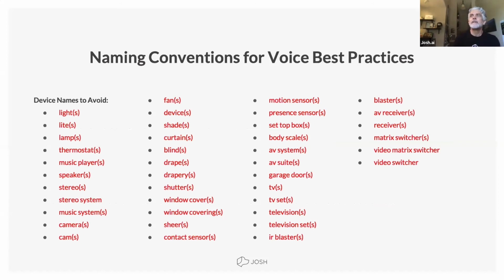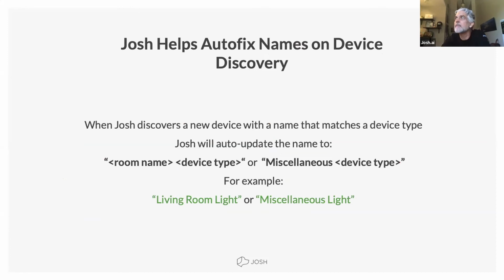Device names, so naming conventions, you don't want to name things device names. It seems like a lot of red, but I think that it's pretty manageable. Family room light, family room lamp, and then 1, 2 are ways to get away from those duplicates as well by putting numbers at the end of them within your Control4 program. Because the key is you should be able to get off the project very quickly in that manner. Josh helps auto fix names on device discovery.